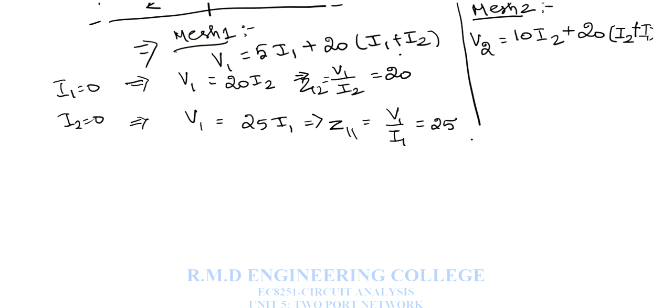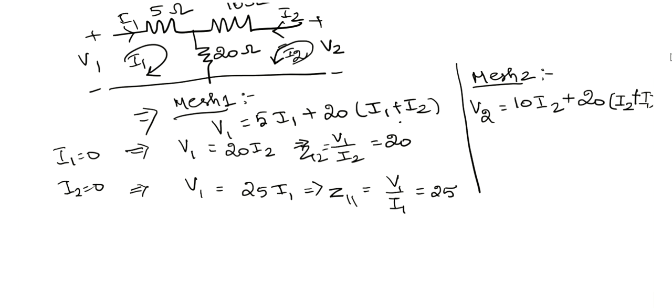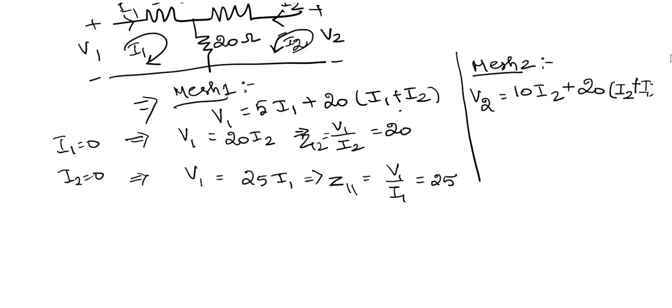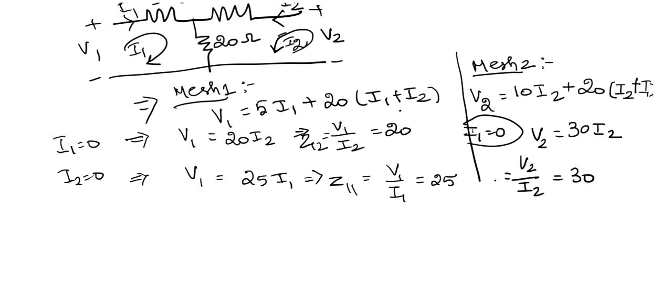Clear? And now coming to this point. We have this equation, V2 will be equal to 20 I1 plus 10 I2. Now you make I1 equal to 0. What do you get? V2 equal to 10 plus 20, so totally you get 30 I2, and I1 is 0. Therefore V2 by I2 will be equal to 30. The name will be Z22. Clear? Because of the suffix number.